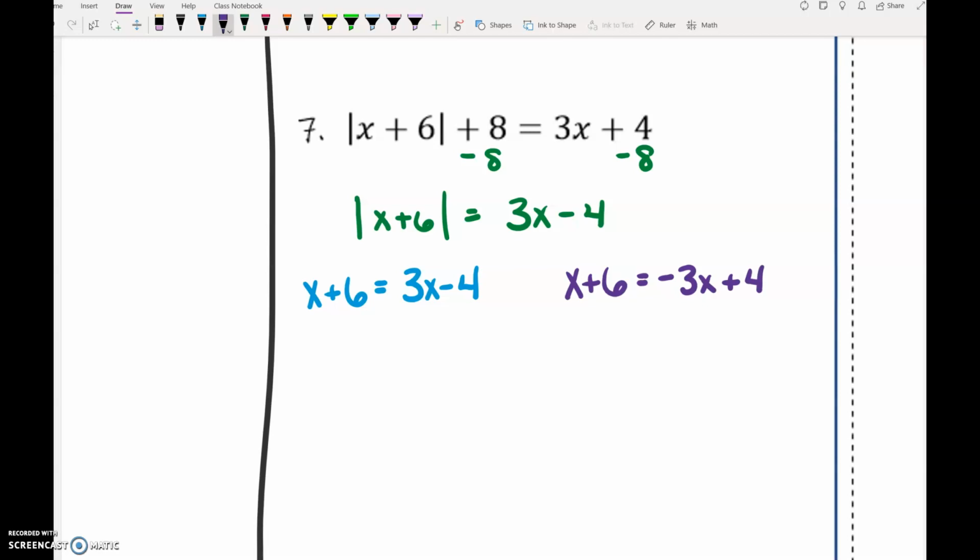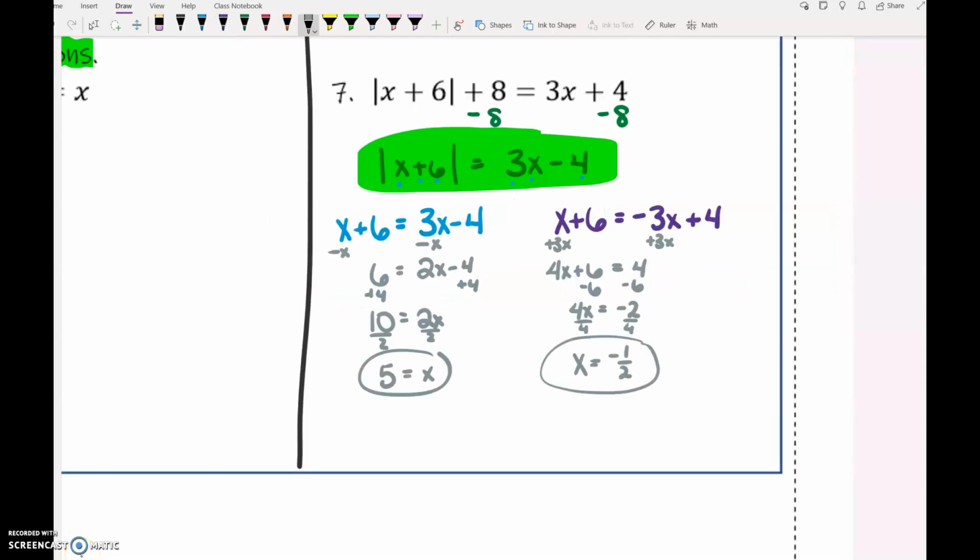Okay, pause the video, solve both of these on your own. I ended up with the answers 5 and negative 1/2. So now we need to see if those answers both actually work or if maybe one or both of them are extraneous. So we're plugging this into the part of the equation where you have absolute value on the left and not absolute value on the right.